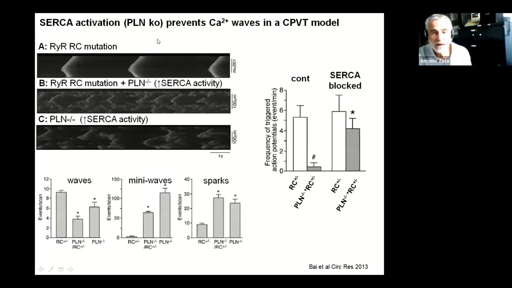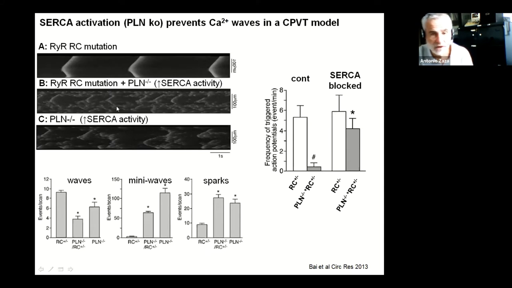Reason number three. In this study, ryanodine receptor probability of opening was increased by considering a mutation of the ryanodine receptor that leads to catecholamine-induced polymorphic ventricular tachycardias. So this is a model of extreme ryanodine receptor lability. And you see that in this preparation, calcium waves occurred spontaneously. Now they crossed these mice with a phospholamban knockout mouse representing an extreme instance of SERCA activation. If you knock out phospholamban completely, SERCA will be strongly activated. And as you see in this slide, there are no more waves.